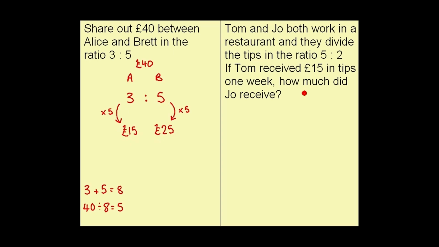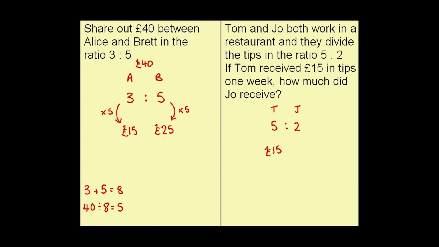I start this type of question in the same way, by writing down my ratio. This time, the ratio is 5 to 2. I've got my names here, Tom and Joe. Remember, they're in the right order, so this is Tom and this is Joe. I now need to read the question carefully. I'm told that Tom received £15 in tips. So this time I'm not sharing anything out, but I know that Tom got £15. So I put that in the Tom column.